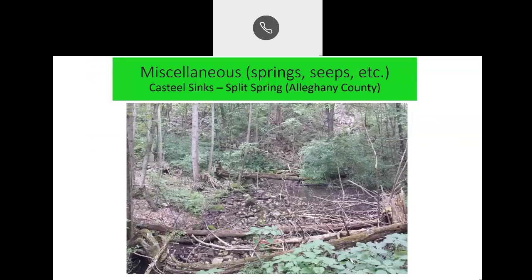Next. So the final category, the miscellaneous, the catch-all, included mostly natural but flowing wetland systems like springs and seeps. These would be littoral or flowing systems, not isolated wetlands like vernal pools.